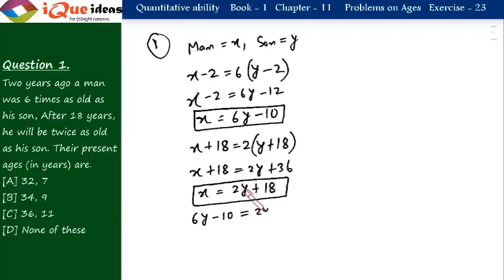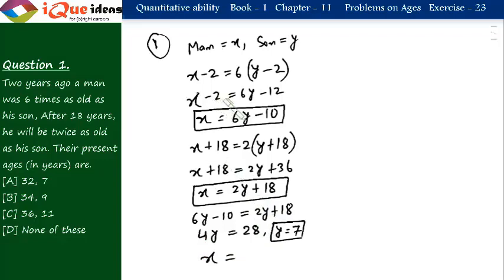Equate them. So 6y minus 10 is equal to 2y plus 18. Bring 2y to the left hand side, so 6y minus 2y is 4y. 10 goes to the other side, so 10 plus 18 is 28. So y is equal to 7.